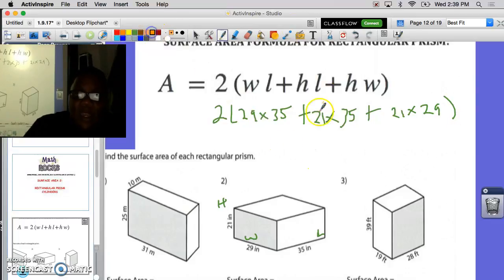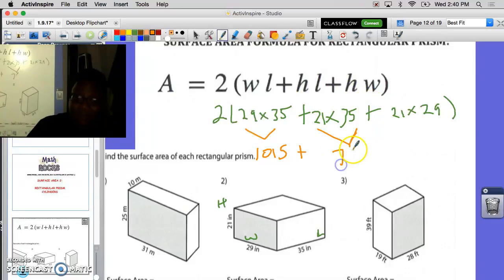Okay. 29 times 35 is 1,015. There. See that? 1,015. Thank you. And then 21 times 35. Wait, did I do that right? 29 times 35 is this? Yes. 21 times 35? 735. Look at that. Go brain. And then 21 times 29. I'm just gonna let you do this one.